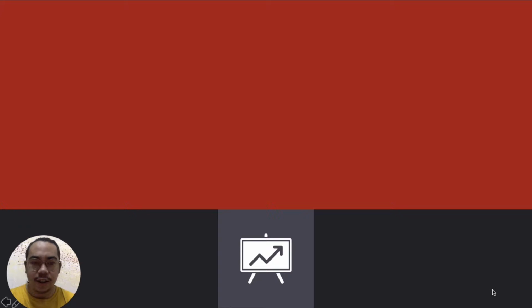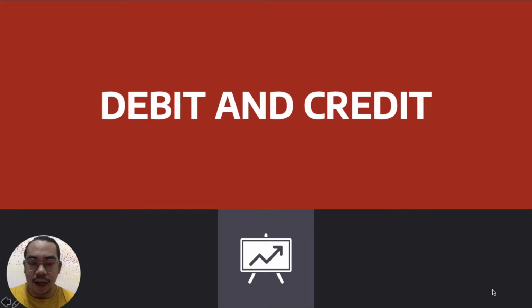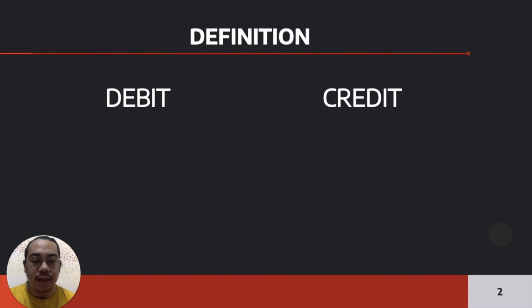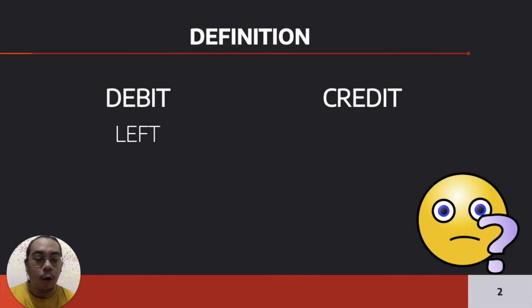Good day again, learners. So for today, our topic is debit and credit. So ano ba talaga ang debit at credit? How do we define debit and credit? So debit and credit has no definite definition. Ang ibig sabihin lang talaga ng debit ay left, while ang credit ay right. So debit is on the left side, while credit is on the right side. Maraming applications to. In the journal entry, the debit is the left side of the entry, while credit is the right side of the journal entry.